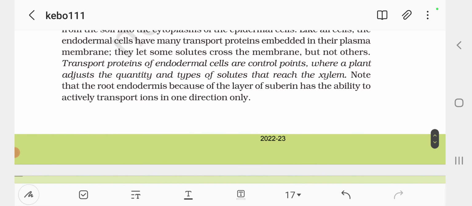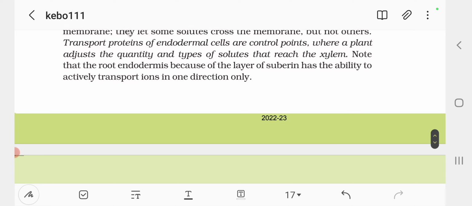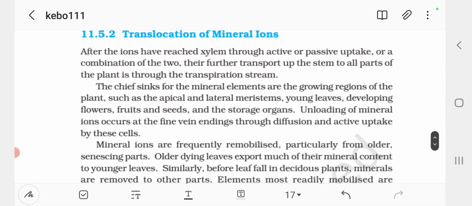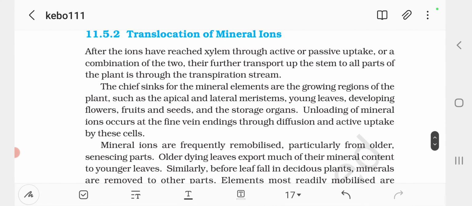They let some solutes cross the membrane, but not others. Transport proteins of endodermal cells are control points where a plant adjusts the quantity and types of solutes that reach the xylem. Note that the root endodermis, because of the layer of suberin, has the ability to actively transport ions in only one direction. 11.5.2 Translocation of mineral ions.